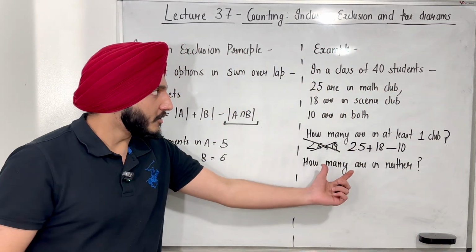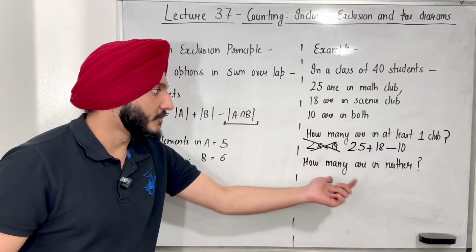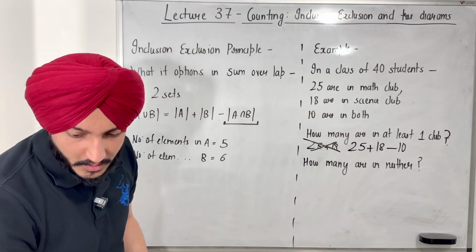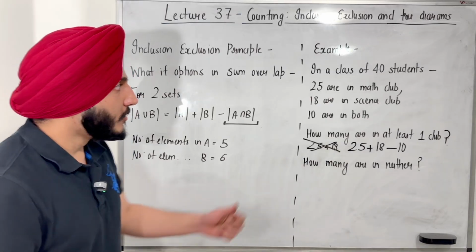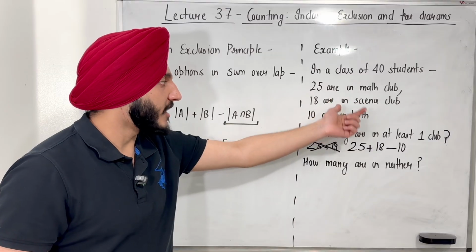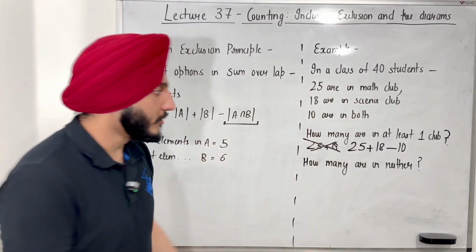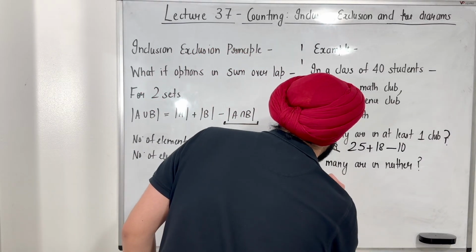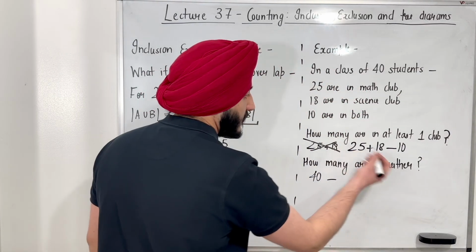Okay, now the next question is how many are in neither of the clubs, right? So how many are in neither? This would simply be, okay, you have 40 students, 25 are in math club, 18 are in science club. So how many are in clubs in total? That would be this amount. So how many are in neither? You would simply subtract 40 minus whatever this amount comes down to be.